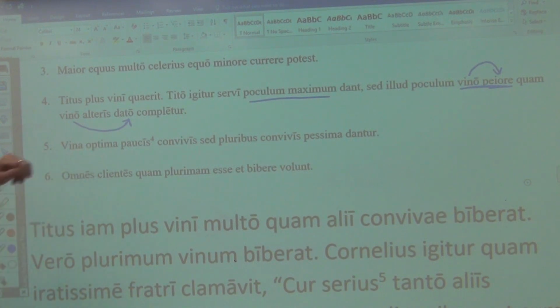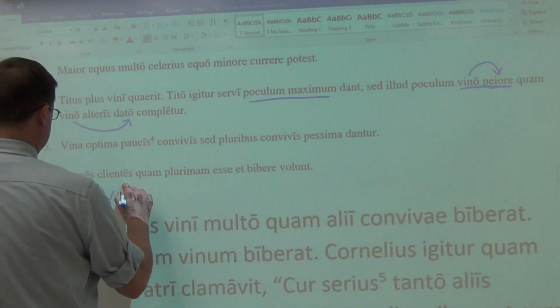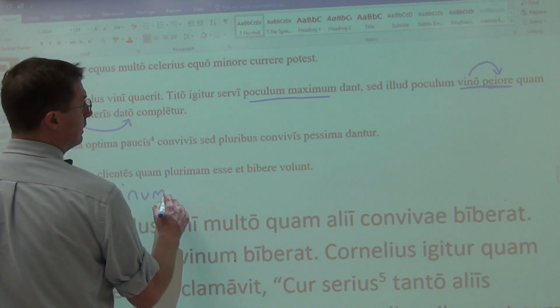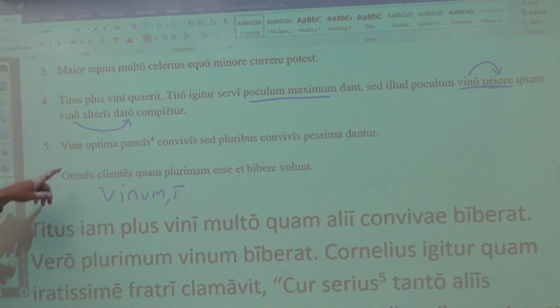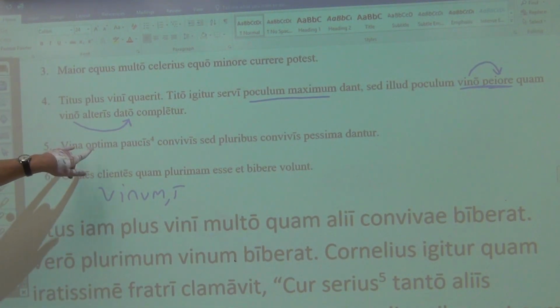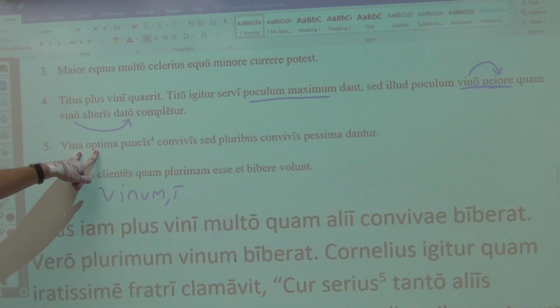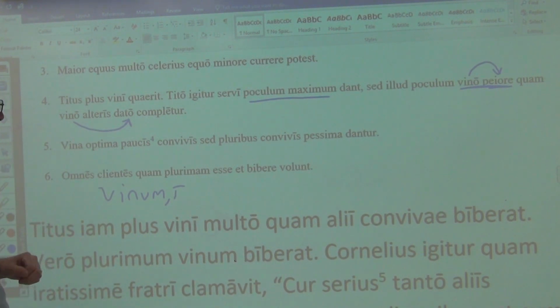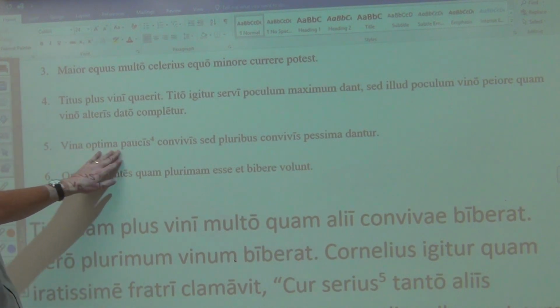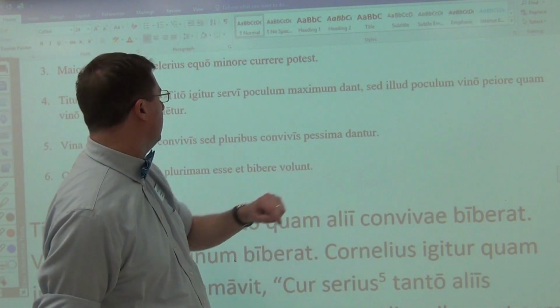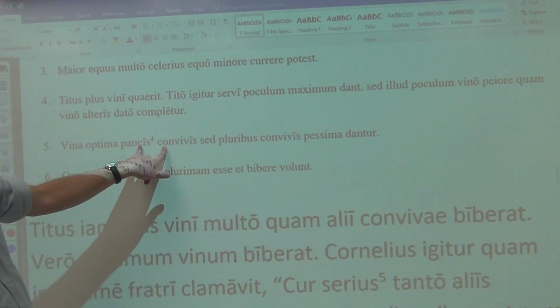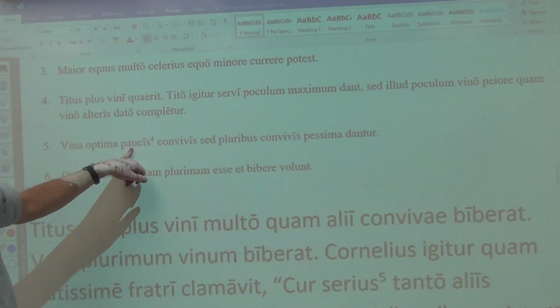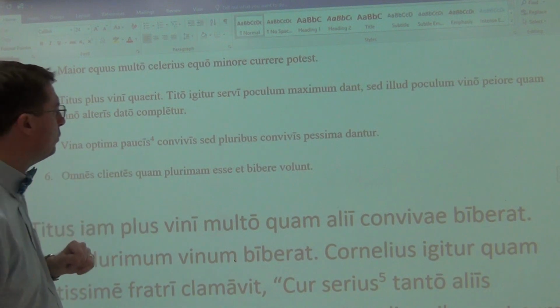Now, number 5, we are taking the word vinum, which of course in the nominative, vinum, and the genitive vini, and making it nominative plural. So the best wines, this would be Falernian and Massic and stuff like that. So the best wines are given passively to few dinner guests. Pauci, pauca, means few.